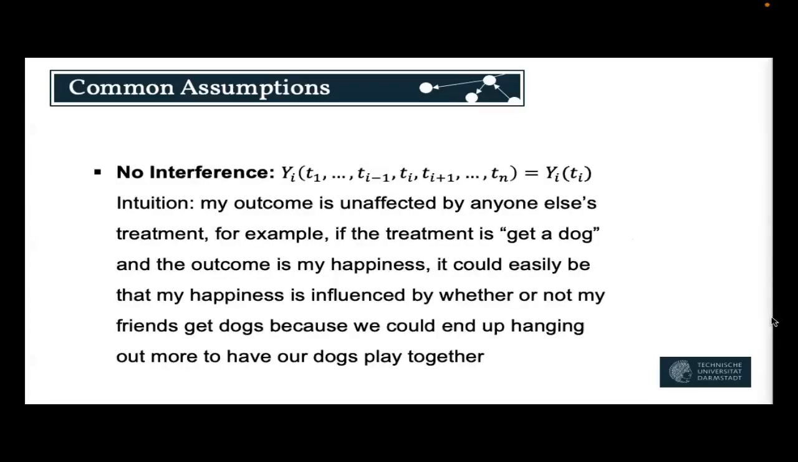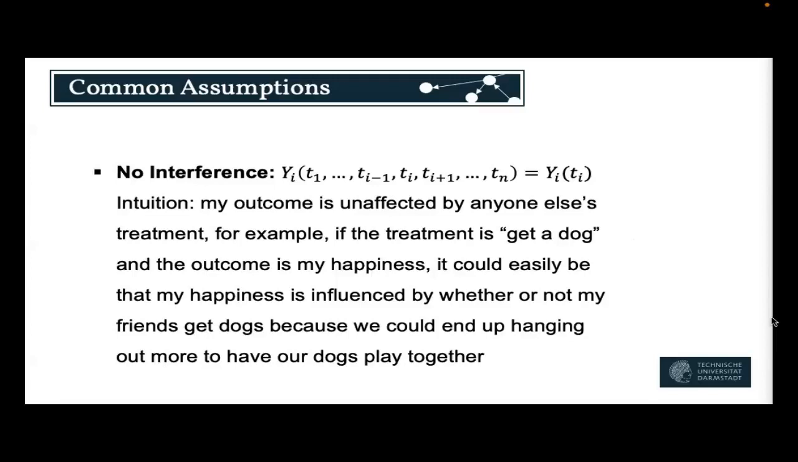Another common assumption is that of no interference. It looks way different now than the previous one, but let's look at it. It's very simple in the sense that it's just this equality. So you're saying that the potential outcome of some individual is just going to depend on that individual's treatment. That's what this Ti now means.